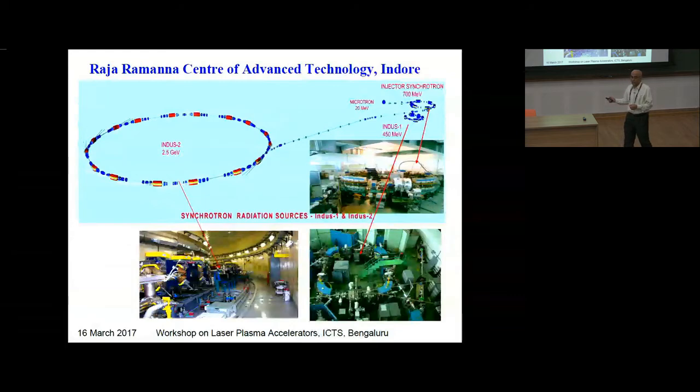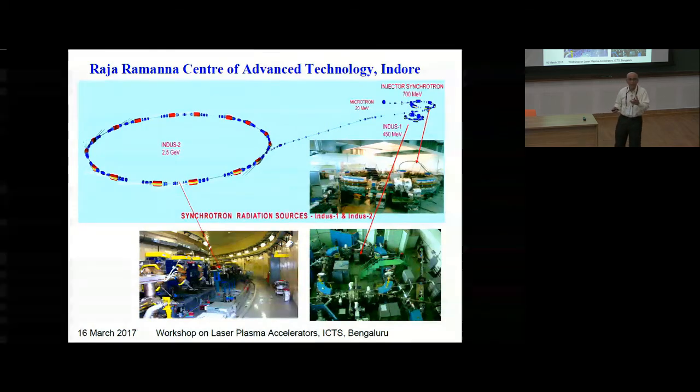And the fourth center is in Indore. I think you heard about their machines yesterday or the day before. They have two electron storage rings: a 40 MeV storage ring, Indus 1, and a 2.5 GeV storage ring, Indus 2. These are used for generating synchrotron radiation for material science, surface science, atomic physics, protein structure determination, etc.